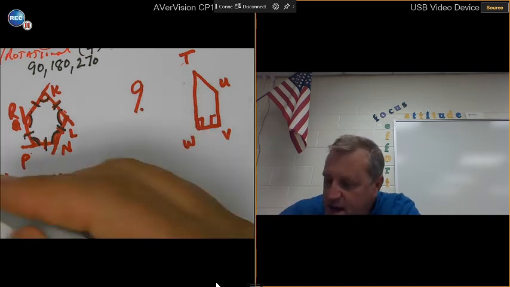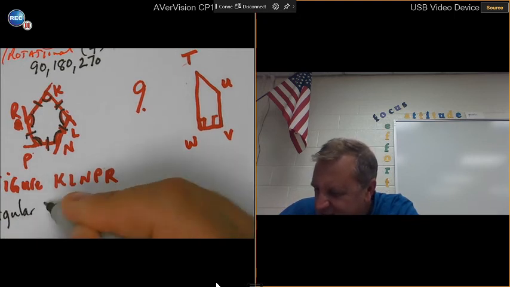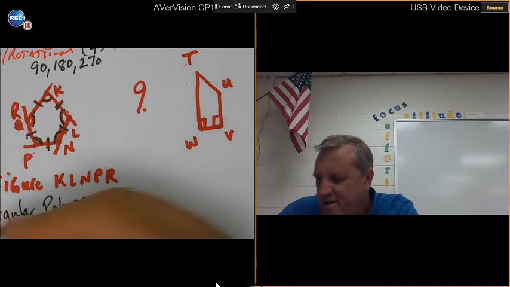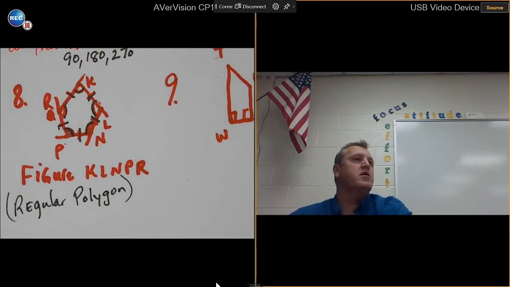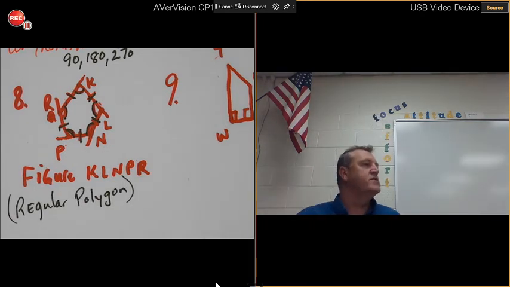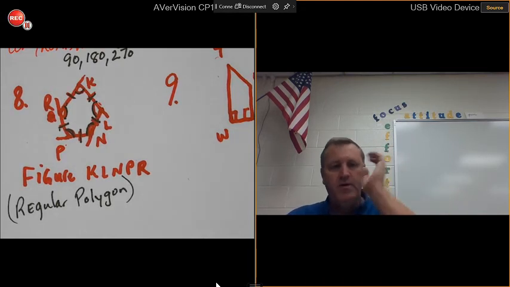So we actually have a special name for this. This is called a regular polygon. We're going to talk more about that. That's like a square. We'll talk more about that in the future. But a regular polygon just means all the sides and all the angles are the same. An equilateral triangle.